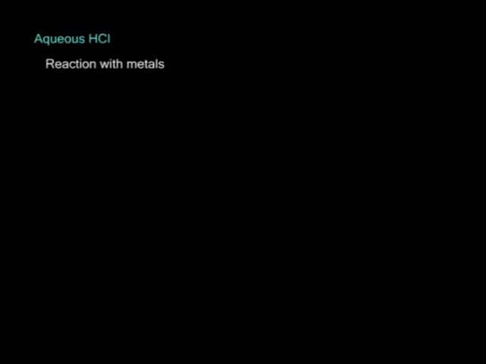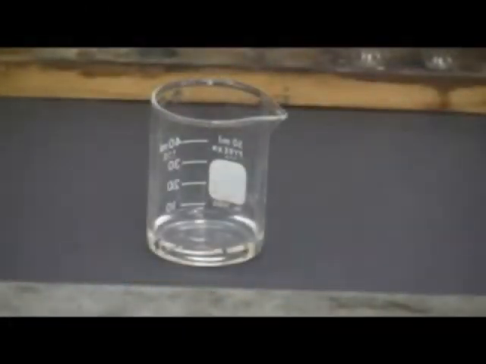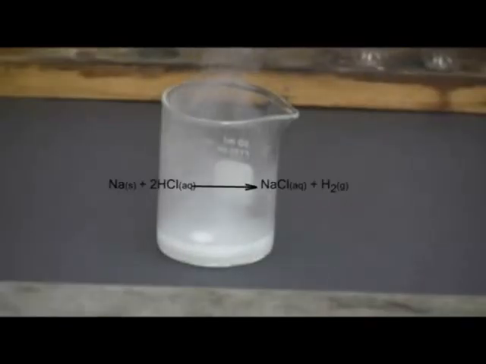Reactions with metals. Hydrochloric acid reacts with metals to form salts and hydrogen gas. Effervescence is observed when a magnesium ribbon is put into hydrochloric acid. The effervescence is due to evolution of hydrogen. Magnesium chloride is formed. A reactive metal like sodium darts on the surface with a hissing sound and generates a lot of heat. Sodium chloride and hydrogen gas are formed.